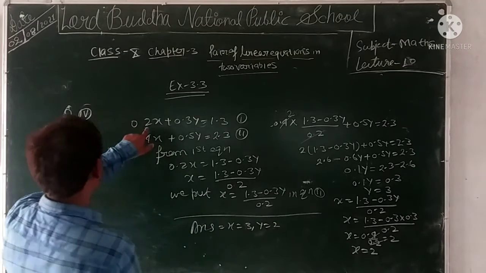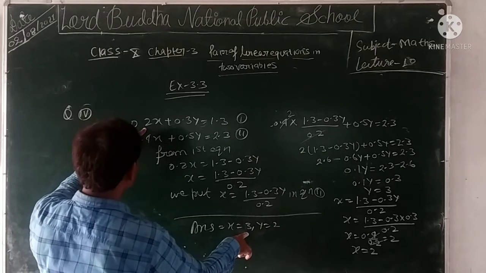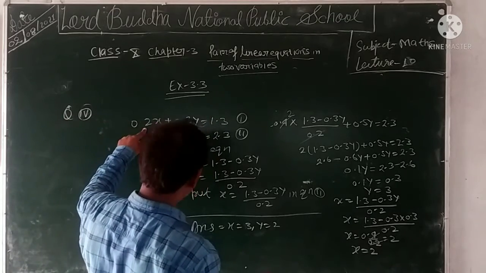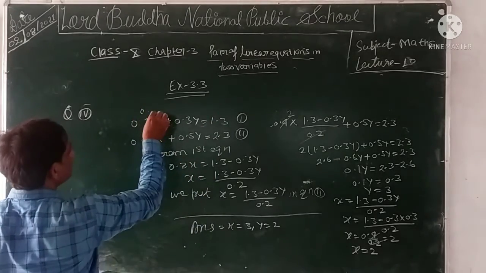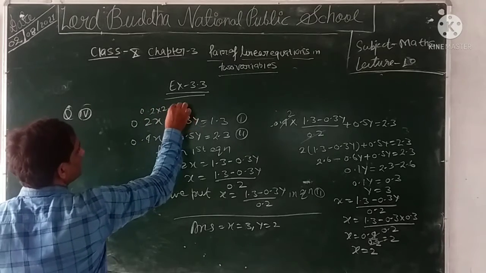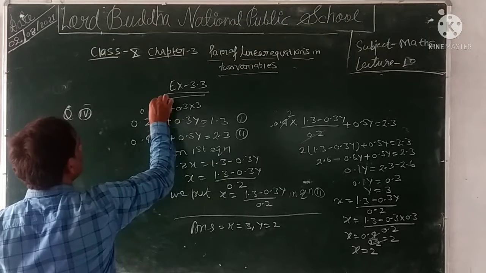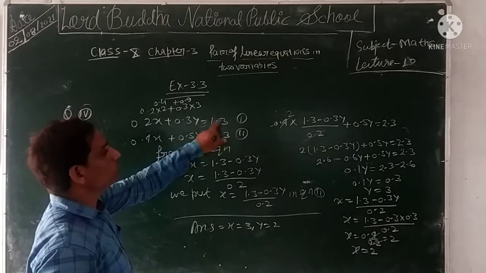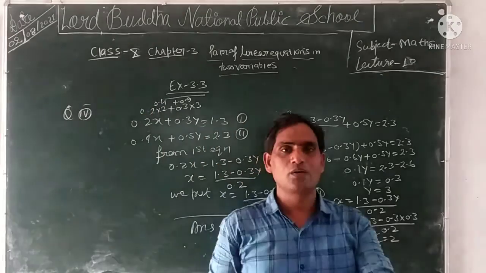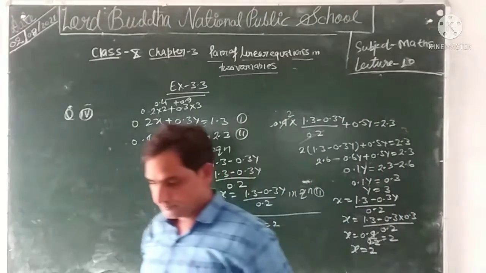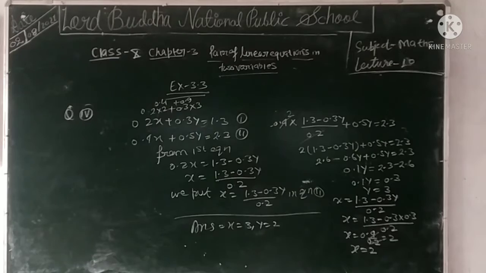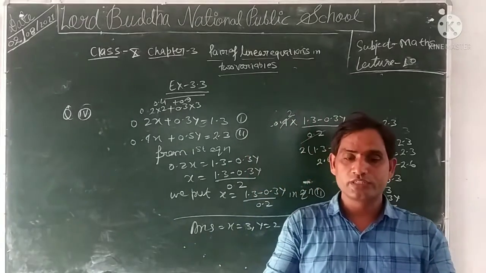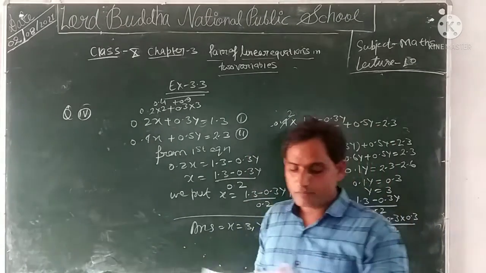You can check that here. y is equal to 3 and x equal to 2. 0.2 into 2 plus 0.3 into 3: 0.4 plus 0.9, 0.9 plus 0.4 equal to 1.3. Okay? Means our answer is correct. Now, the remaining parts you will try by yourself. We will solve question number 2.